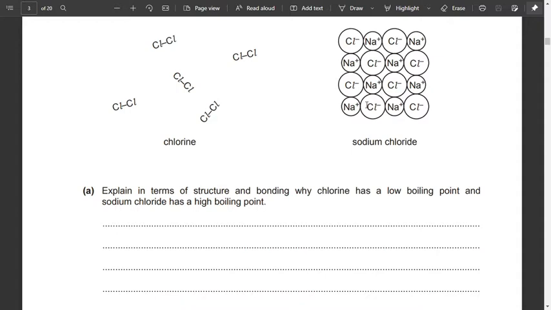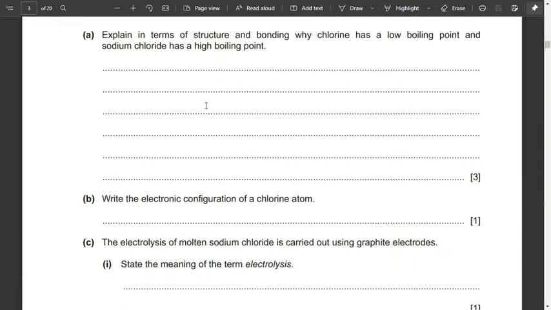Remember to always mention when you're talking about molecules and ions, otherwise you might end up losing a mark, because ionic forces and molecular forces are two different things. So the ionic forces are really strong here, while chlorine does not have really strong attractive forces between its molecules.